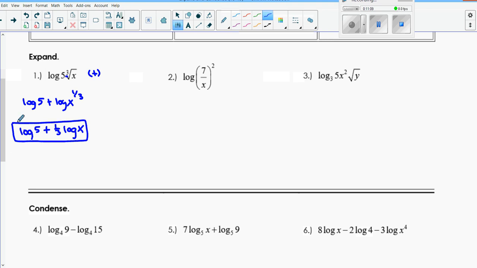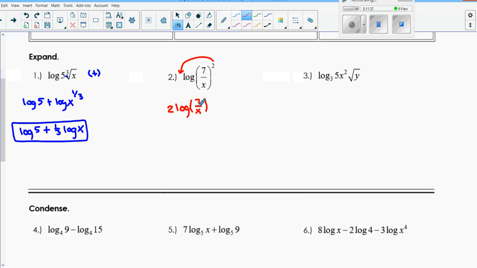Okay, so let's try again. Notice the whole thing, 7 divided by x, is being squared. So the first thing we have to do is pull that down. You could distribute the 2 to the 7 and the 2 to the x, but then you'd end up pulling that out as well. Either way will give you the same answer. So I always like to pull it out in front first. So this would be 2 log, and then I'm going to just rewrite the 7 divided by x.